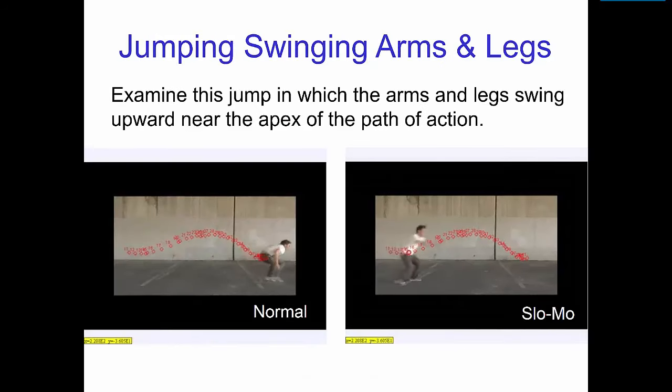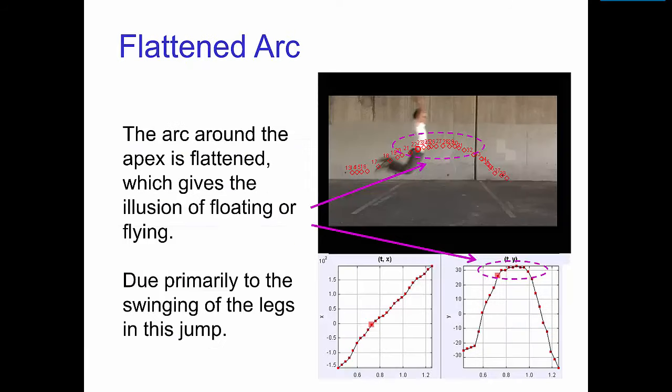What makes a character jump more complicated than a flying hammer is that the character can shift the center of gravity within the body by changing the pose while in the air. For example, here we see a jump in which the arms and legs swing upward near the apex. Notice that when we track the person's waistline, the path of action is flattened around the apex. This gives the illusion of floating, since it's not the expected parabolic arc.